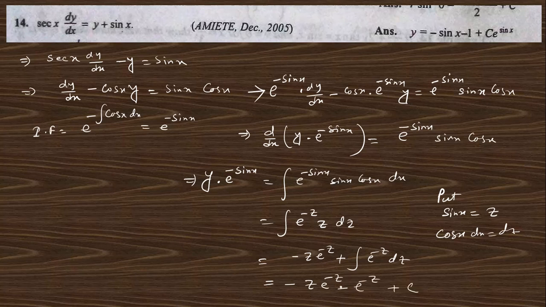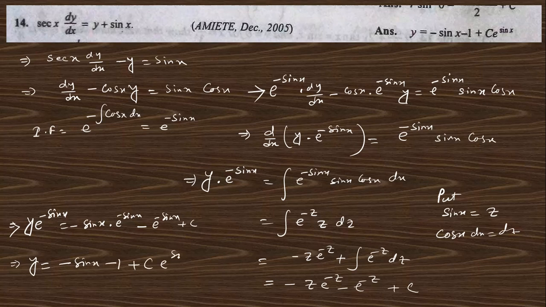So if you put the value of z, you will get y e to the power minus sin x equals minus z, z is sin x, into e to the power minus sin x minus e to the power minus sin x plus c. Multiply by e to the power sin x, you will get y equals minus sin x minus 1 plus c into e to the power sin x. I think that is clear.